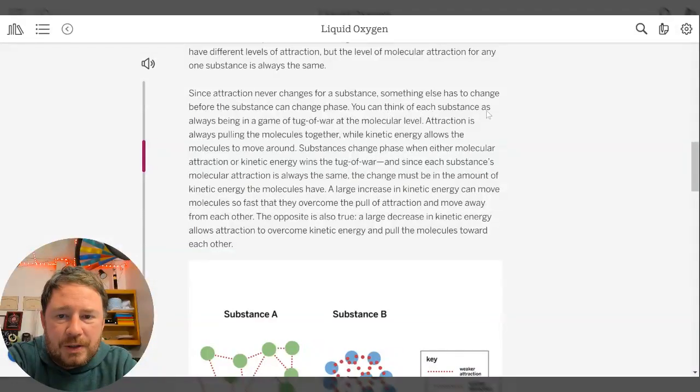You can think of each substance as always being in a game of tug of war at the molecular level. Attraction is always pulling the molecules together, while kinetic energy allows the molecules to move around. Substances change phase when either molecular attraction or kinetic energy wins the tug of war. And since each substance's molecular attraction is always the same, the change must be in the amount of kinetic energy the molecules have. A large increase in kinetic energy can move the molecules so fast that they overcome the pull of attraction and move away from each other. The opposite is also true. A large decrease in kinetic energy allows attraction to overcome kinetic energy and pull the molecules toward each other.